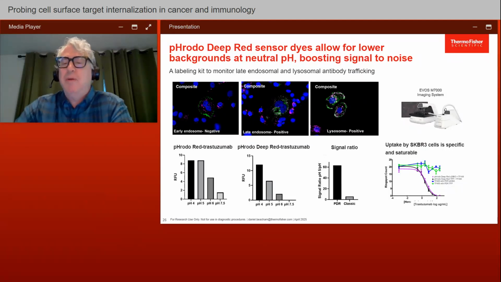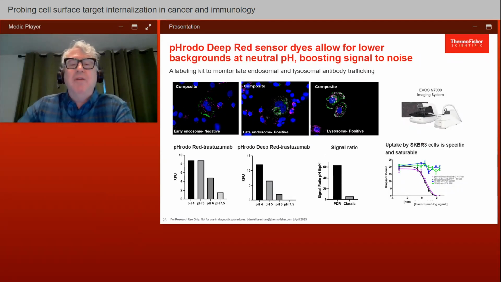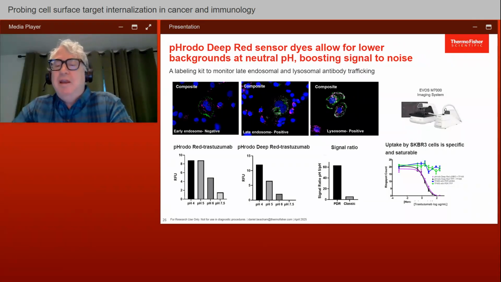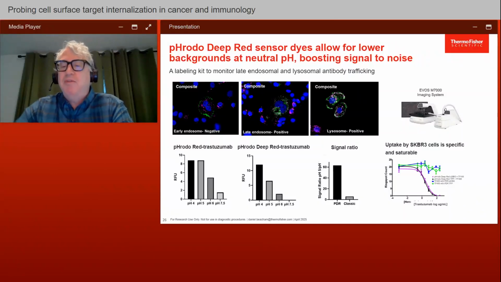In this case, on the bottom right, I've quantified the internalization of signal that I can see when I label a HER2 antibody and visualize its internalization on SKBR3 cells. The cute thing I did here is I wanted to make sure that the antibody was still specific for its target. From left to right, I titrated in increasing concentration of unlabeled trastuzumab so that, at the top end, I could compete for and effectively block all binding and internalization of my label, and then show that it is competed away in a nice, clean, dose-dependent way.